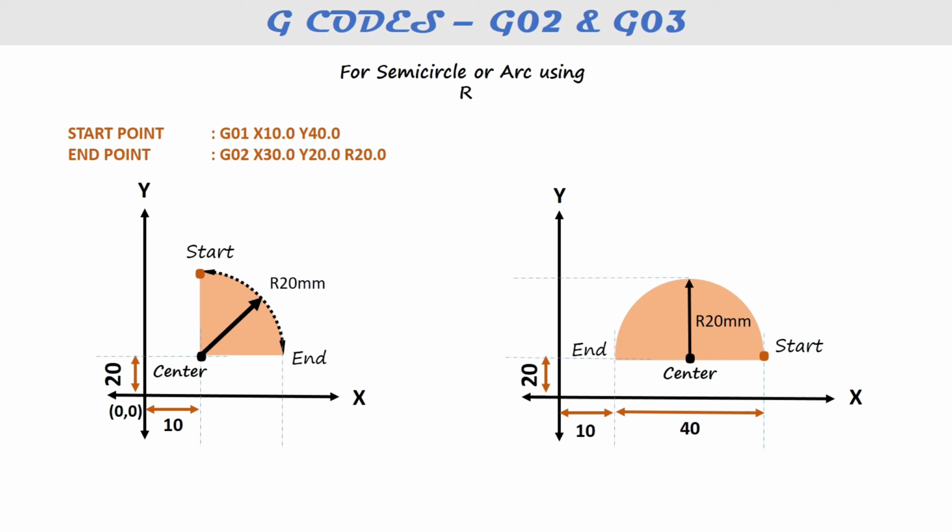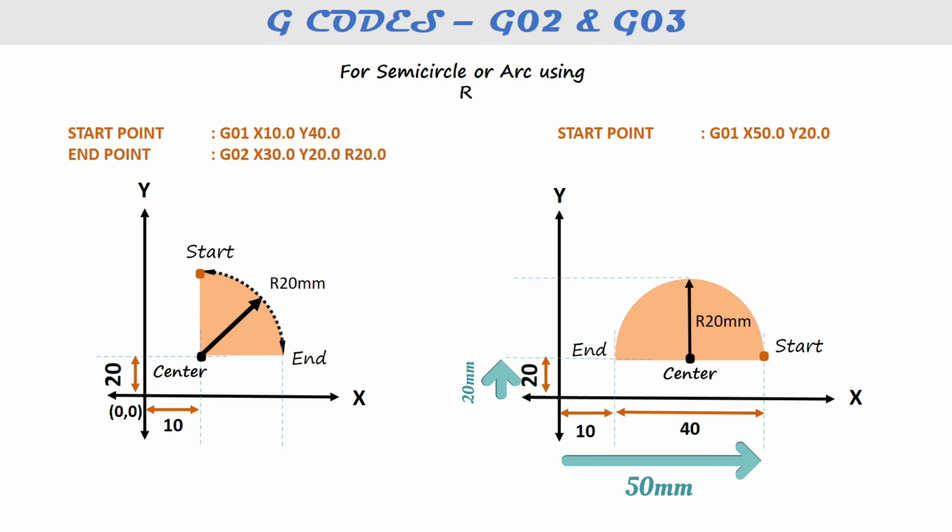Similarly, in the other example you can see my start point and end point here. With respect to my origin, my start point in x distance is 50 millimeters and y distance is 20 millimeters. Therefore my start point is G01 X50.0 Y20.0. Here you can see the radius is 20 millimeters.